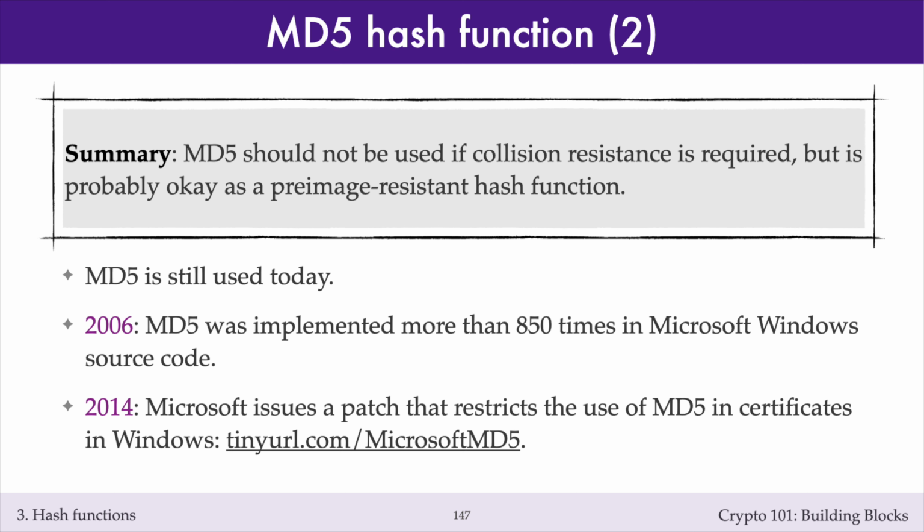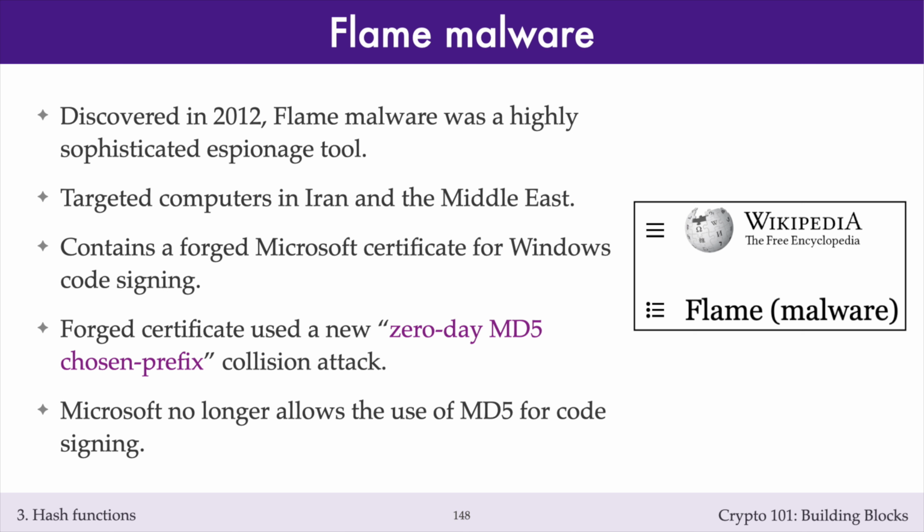The reason for the patch was the discovery of the Flame malware. The Flame malware contained a forged Microsoft certificate for Windows code signing. This forged certificate used a new zero-day MD5 chosen prefix collision attack. This attack was a sophisticated variant of Professor Wang's attack, and so most likely was designed by professional cryptographers and not by amateur hackers. The forged Microsoft certificates allowed an adversary to sign the malware with the fake Microsoft keys.